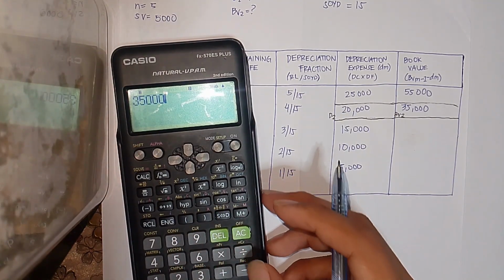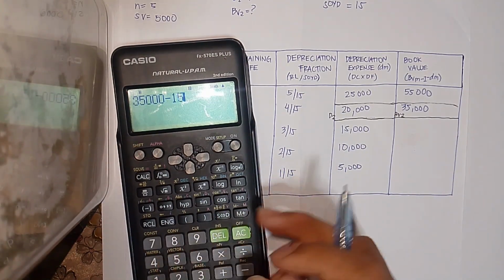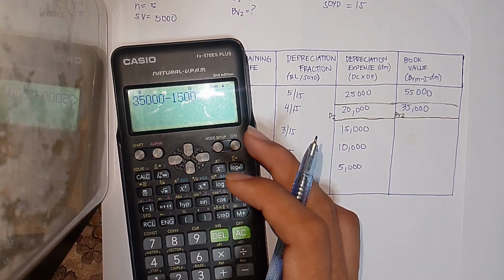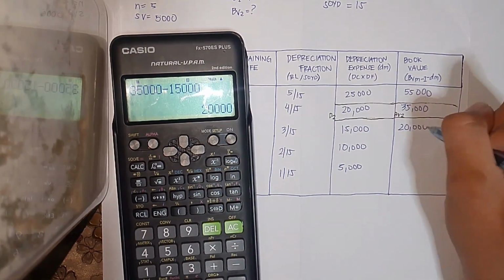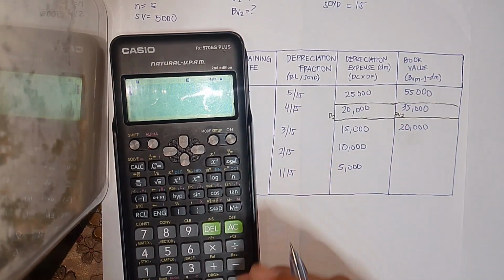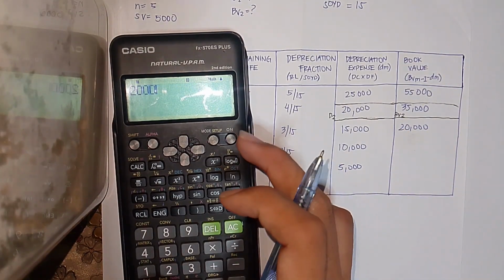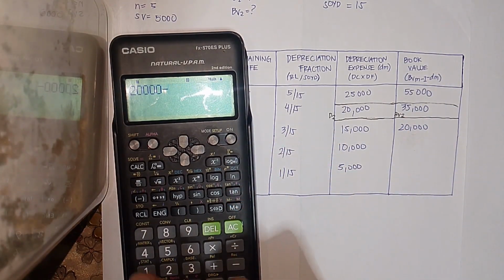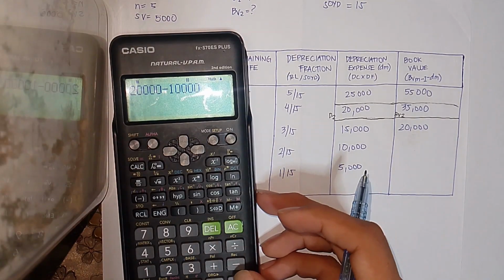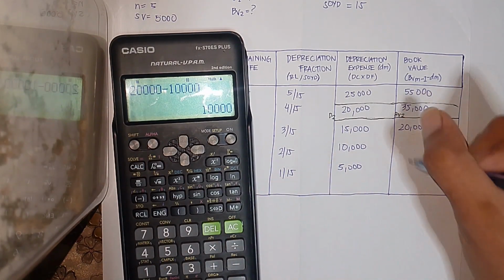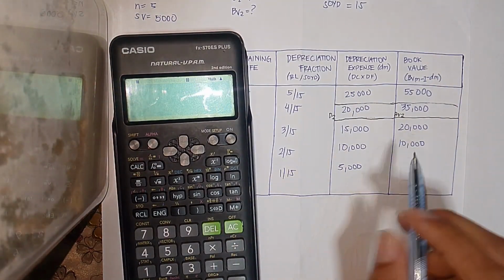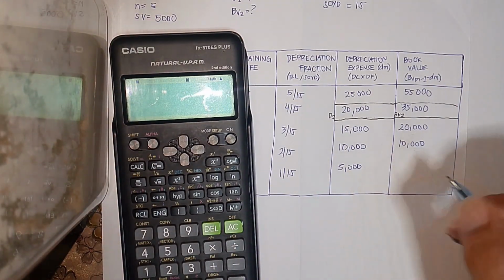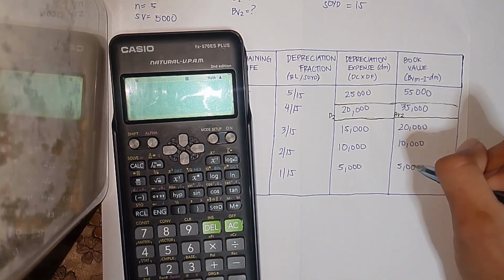To get the book value, same computation: 35,000 minus 15,000 is 20,000. Just continue. 20,000 minus 10,000 is equal to 10,000. So 10,000 minus 5,000 is equal to 5,000.